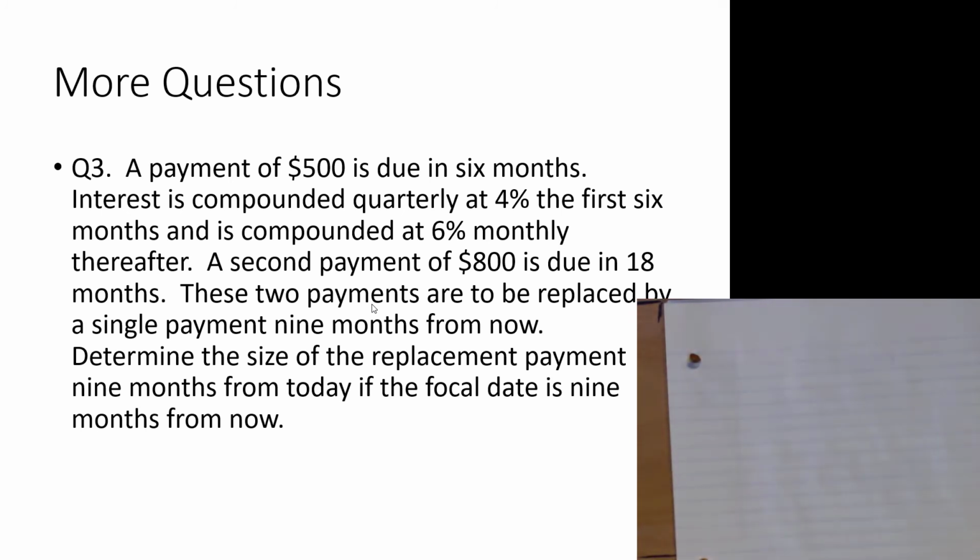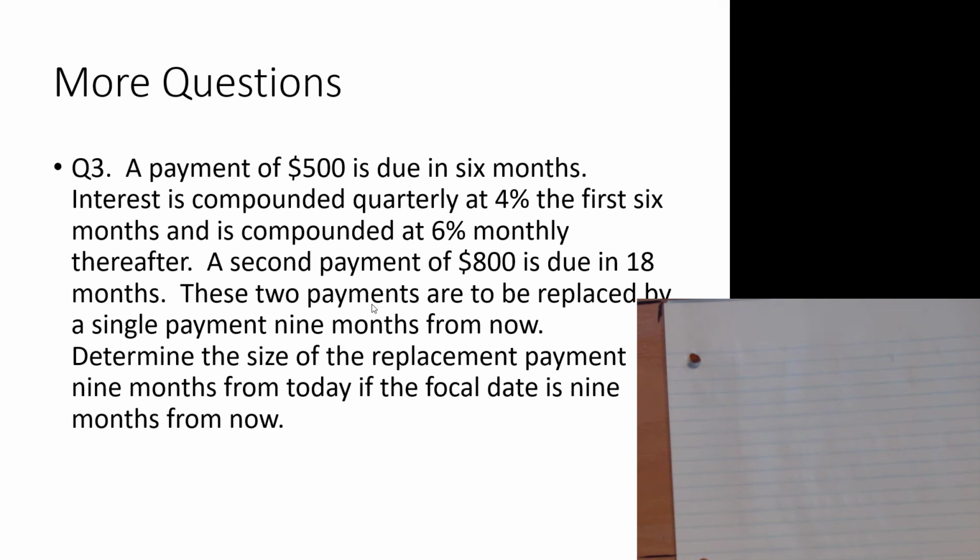Question number 3. So we have a payment of $600 due in 6 months. Interest is compounded quarterly at 4% in the first 6 months and compounded monthly at 6% thereafter. So we've got a couple of things going on here.